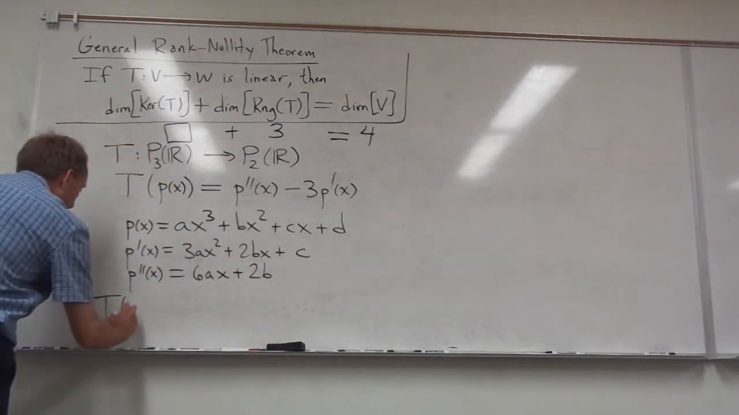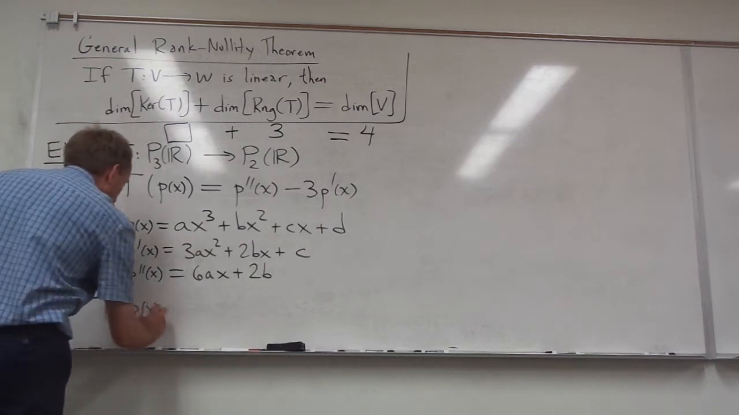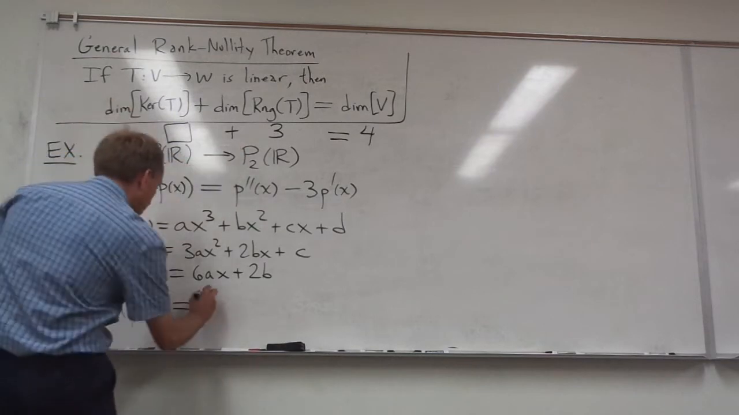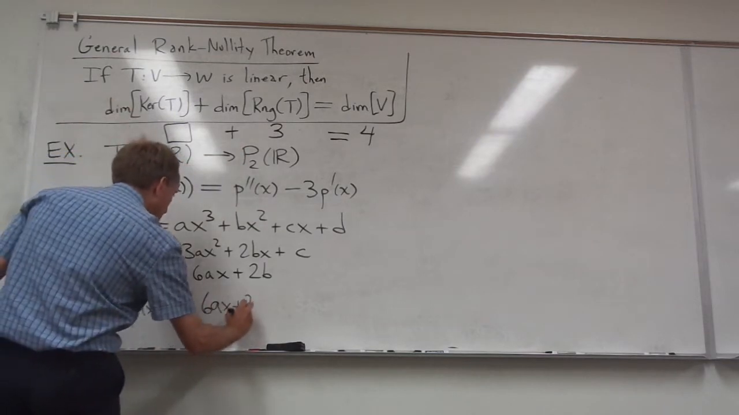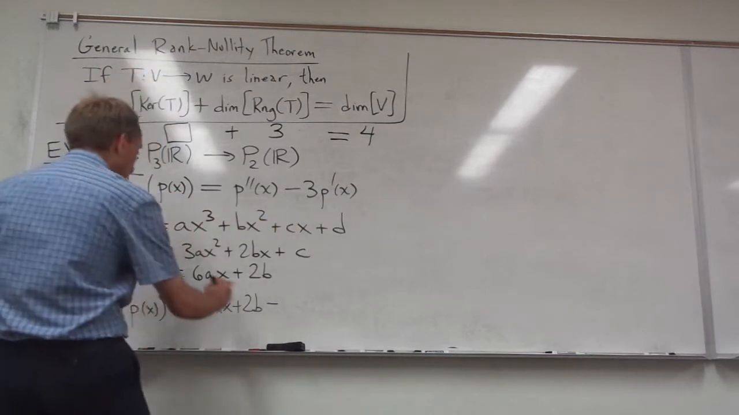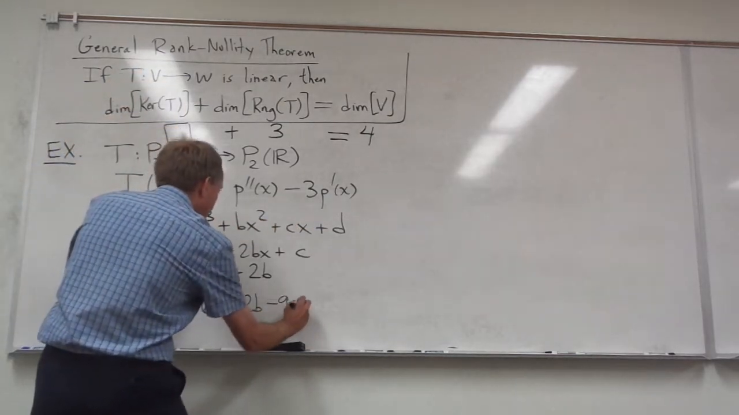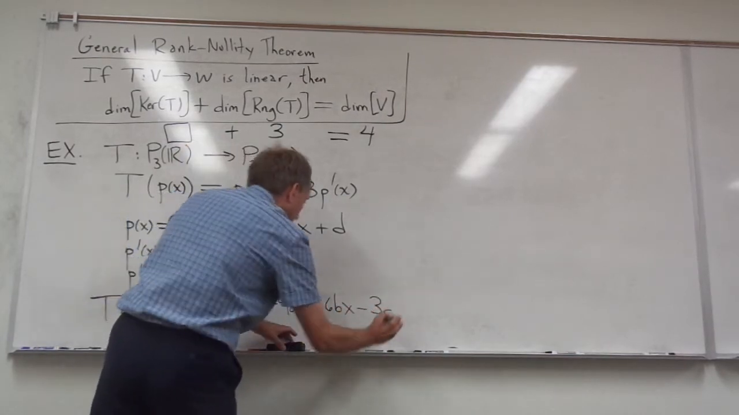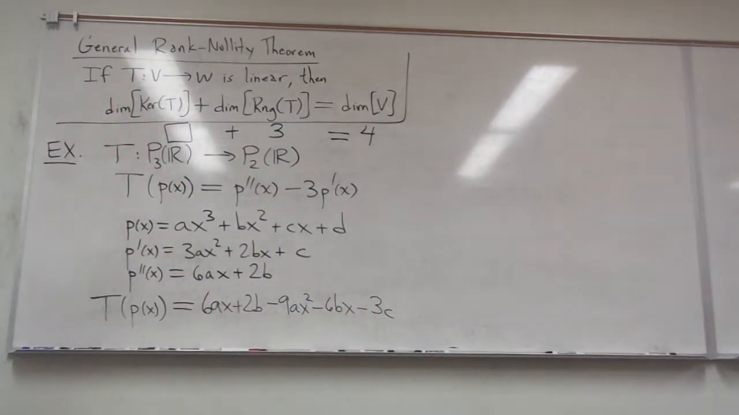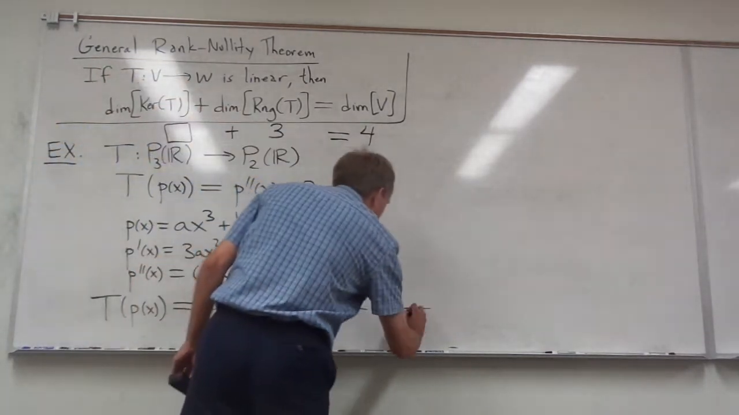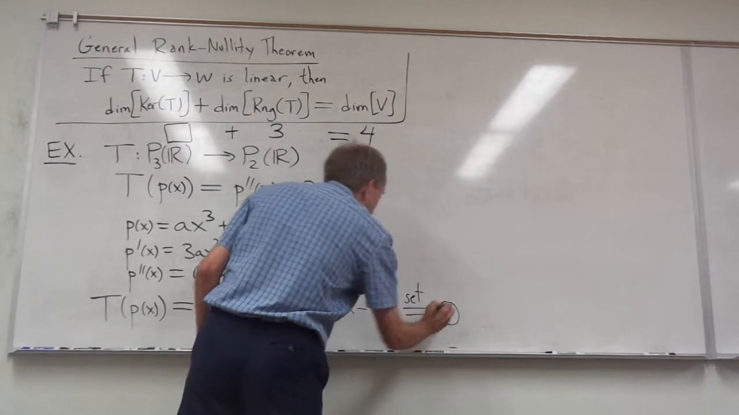And then if I use that to actually write down the formula for the transformation, well, I'm going to have p double prime, which is 6ax plus 2b, minus 3 times p prime. So I would be subtracting 9ax squared, 6bx, and 3c. Okay? Now, remember, to figure out the kernel, you simply set this equal to the 0 vector.